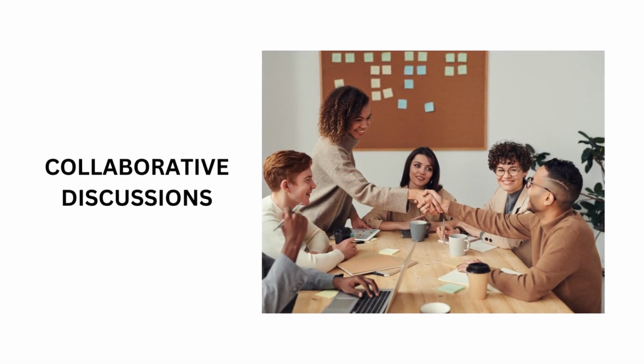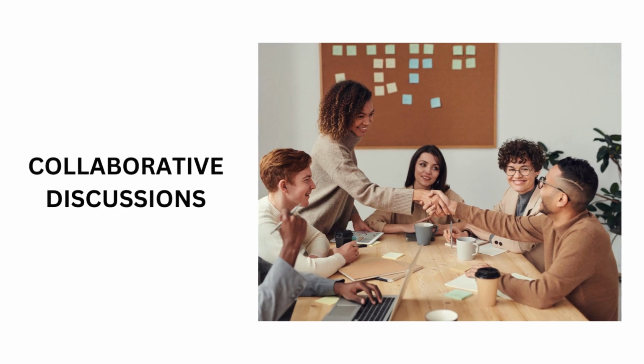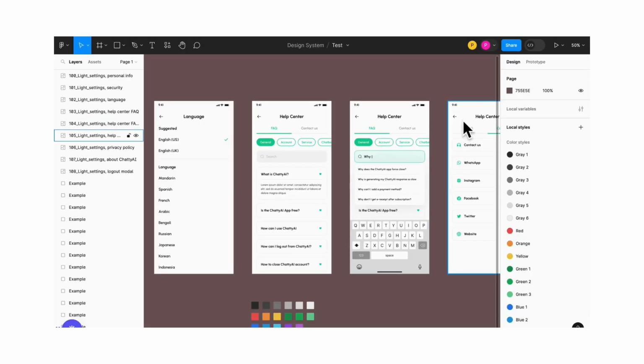Next, communication is key in cross-functional teams. Figma's Start Conversation tool enables you to initiate discussions directly on specific design elements. This promotes real-time collaboration and ensures everyone's thoughts are heard. It's a powerful way to gather feedback, ask questions, and refine designs collaboratively.